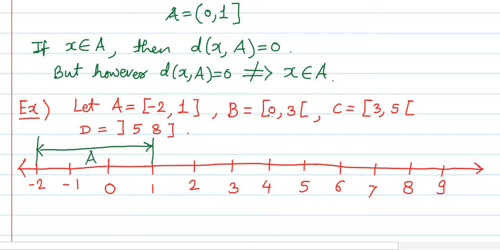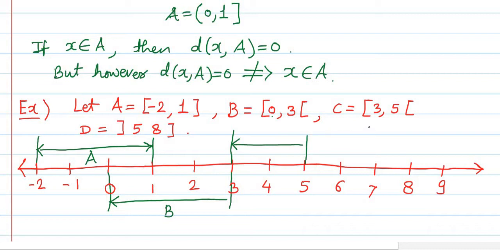Next one, set B is the semi-open interval 0 to 3. It is open from the right side, which means that 3 is not a member, but 0 is a member. So semi-open interval 0 to 3 means it is this set, and this set is our set B. Next one, set C is the semi-open interval 3 to 5. Again, it is open from the right side, which means that 5 is not a member, but 3 is a member. And also, all the real numbers lying between 3 and 5 are its members.